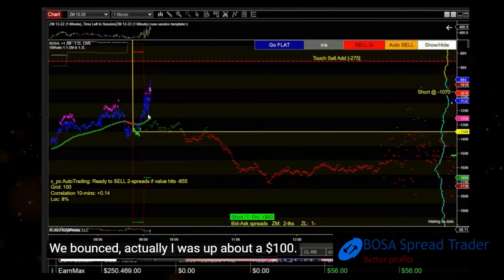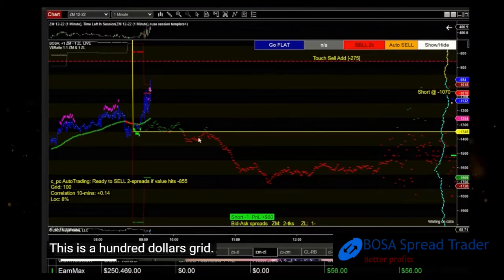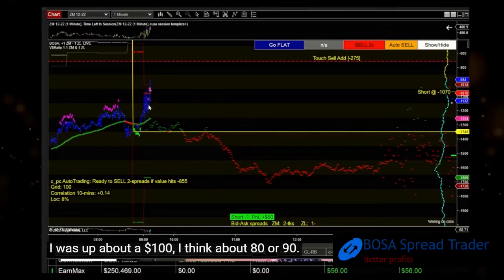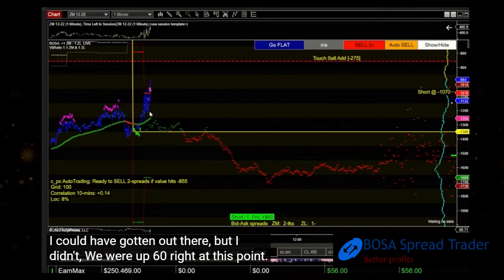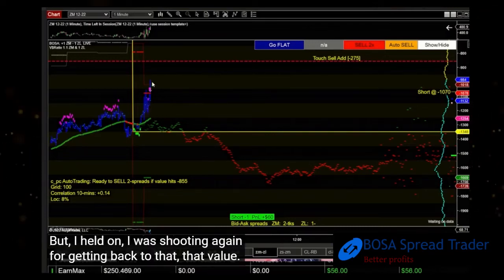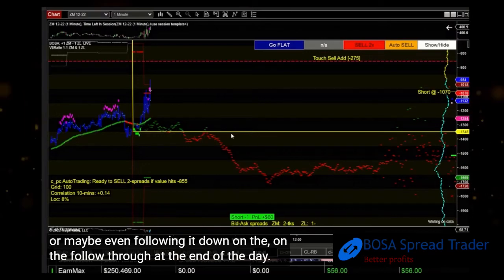We bounced. Actually, I was up about $100. This is a $100 grid. I was up about $100, I think about 80 or 90. I could have gotten out there, but I didn't. We were up 60 right at this point. But I held on. I was shooting again for getting back to that value line, or maybe even following it down on the follow through at the end of the day.